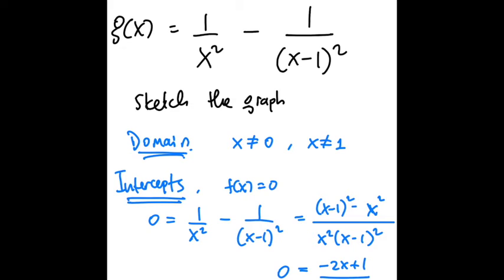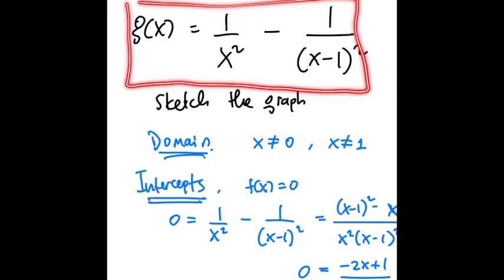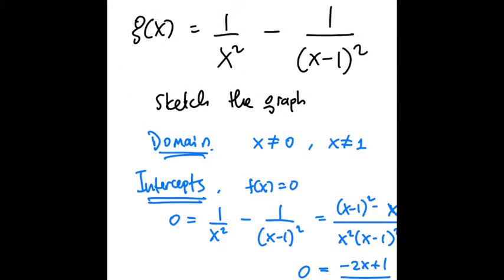I forgot to record this part in the class, so this is actually our continuation after we discussed last week the sketching of the graph. Okay, so if this is your function, g(x) = 1 over x squared minus 1 over (x minus 1) squared, then you need to sketch this function into a graph.